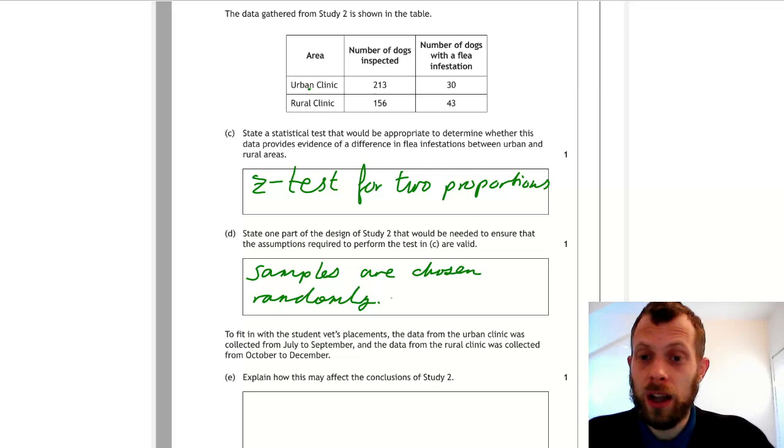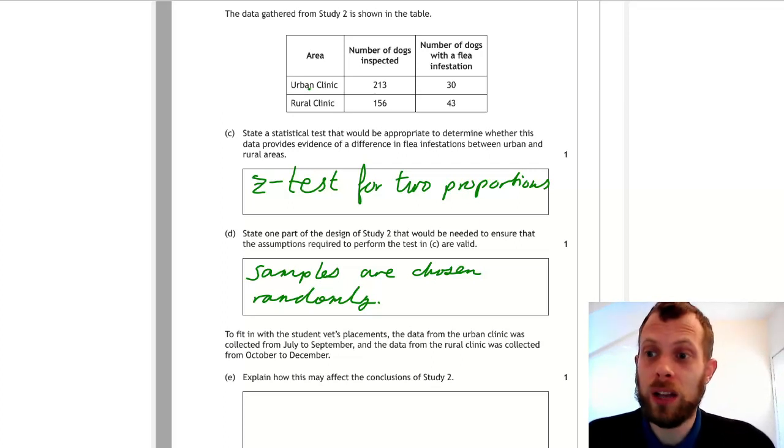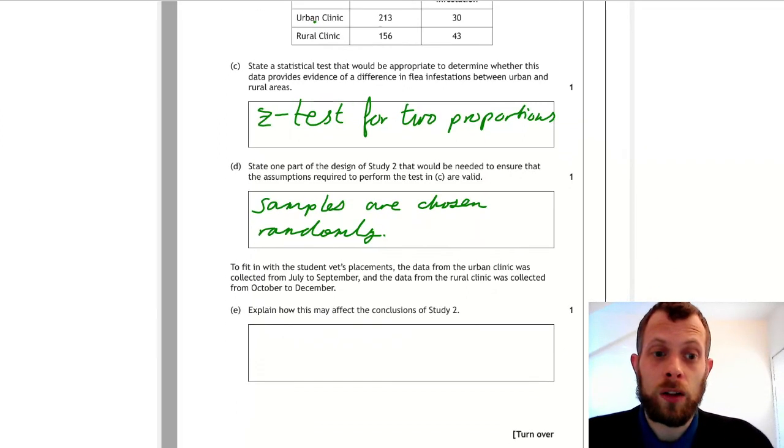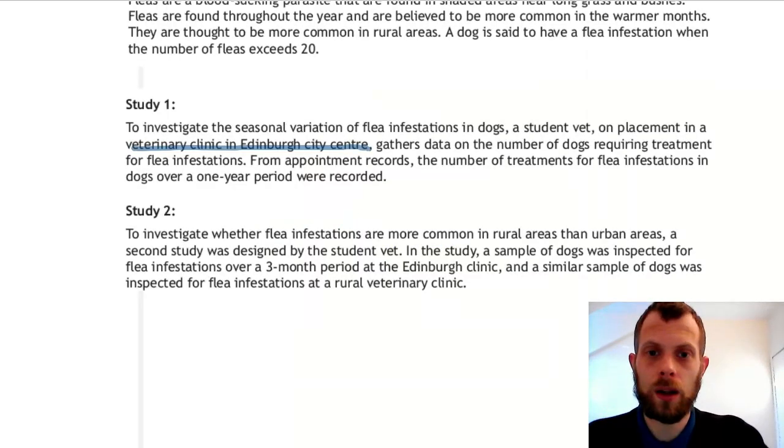Now on question E, this is another reason why you may not have a representative study. Earlier it was about geography, and this one is about time. So data from urban clinic was from one time period, data from rural clinic was from a different time period, so it may affect the conclusions of study 2. So we should go and actually look at what study 2 said in the data booklet, and that's basically there, just telling you that they did the study.